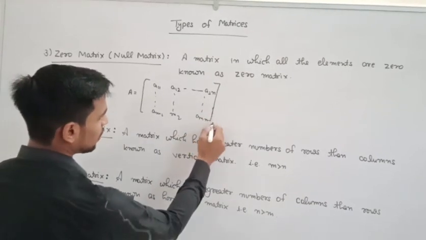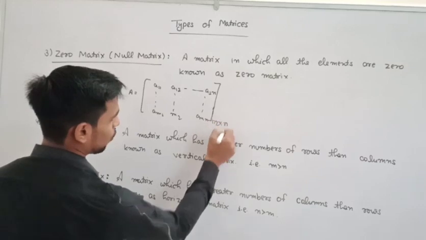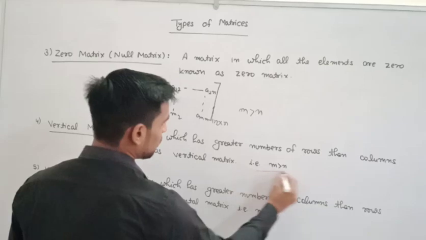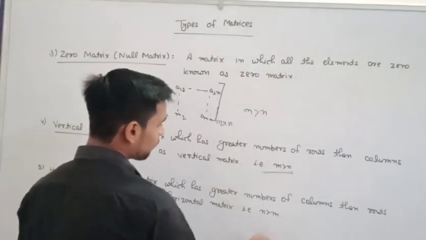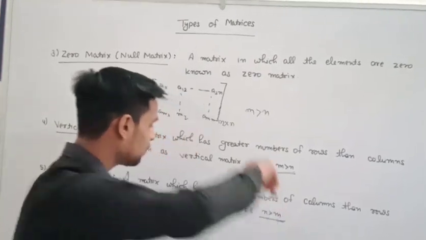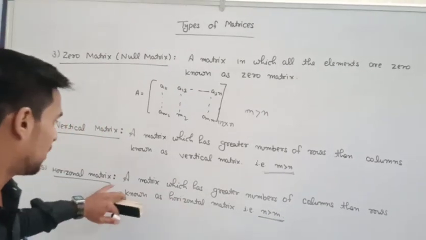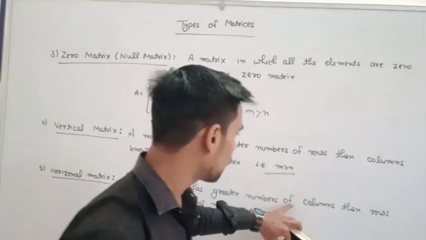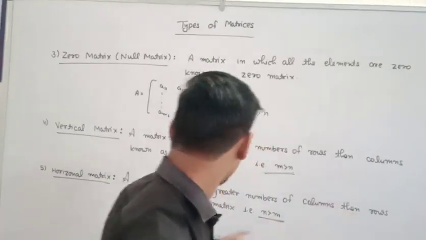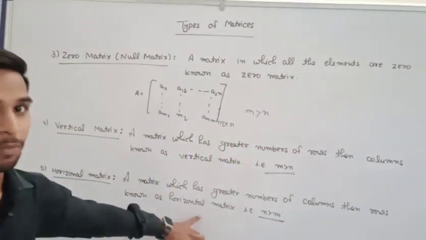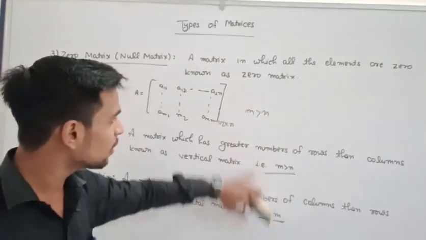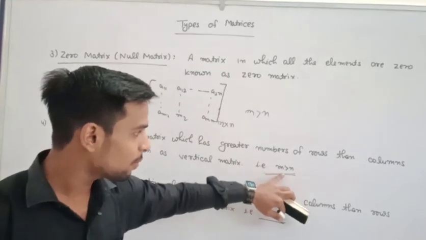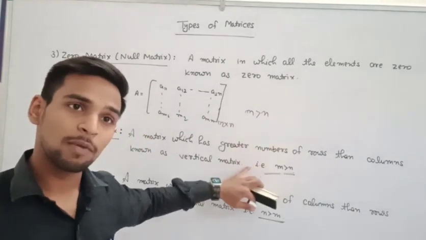here we can see that the order of the matrix is m cross n. If m is greater than n, then it will be the vertical matrix, while if n is greater than m, then it will be known as the horizontal matrix. A matrix which has a greater number of columns than rows will be known as the horizontal matrix. If n is greater than m, this will be horizontal, and if m is greater than n, then it will be the vertical matrix.